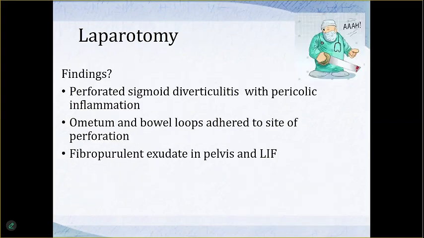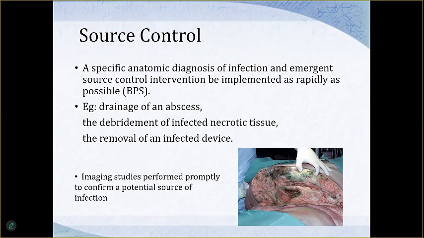When we talk about source control, it depends on the system that is involved. We as surgeons are mainly involved in a lot of intra-abdominal, urinary, and soft tissue infections, but sometimes there may be other infections as well, maybe pneumonias, where we cannot do anything unless there is a pleural effusion or something to drain. Depending on the organ and system involved, we may use different techniques to control the source.